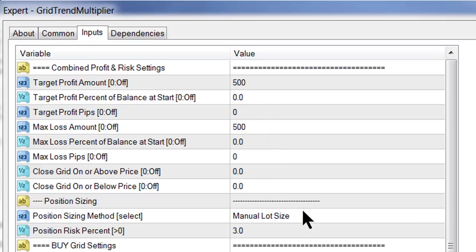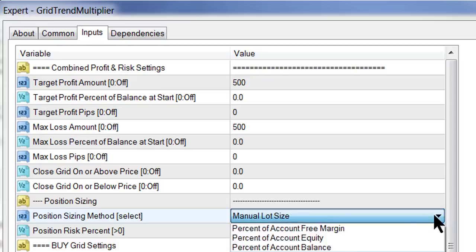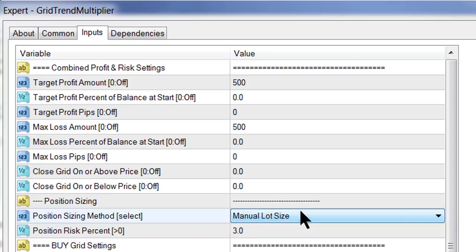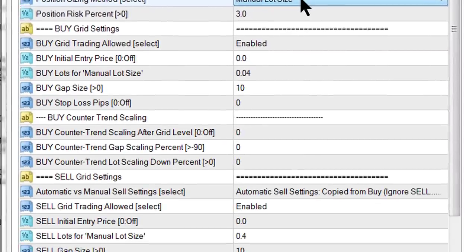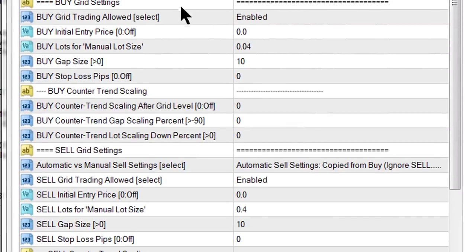Then I go down the settings, and the next one is how do you want to do your lot sizing? There are a few options. I always stick to manual lot sizing, so make sure you set manual lot, and then we go to the buy settings. So the buy settings, as we've agreed, the grid size will be 10 and the lot sizing will be 0.04. As simple as that. So I put 0.04 and 10 in there. Don't worry about the other settings.